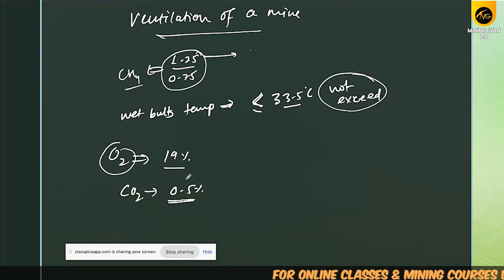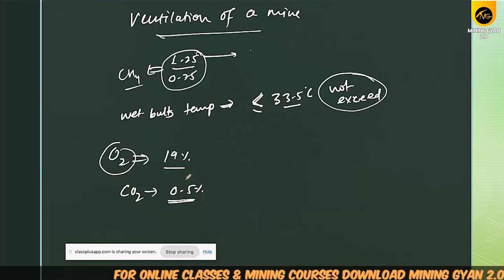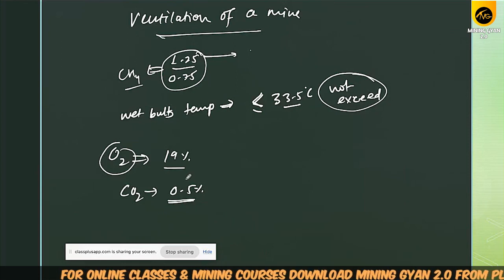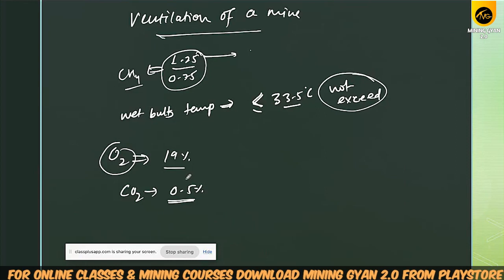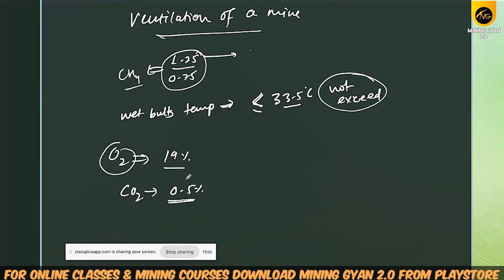I told you about ventilation of the mines: CH4 in the return airway 1.25, in any part 0.75. Wet bulb temperature should be less than 33.5 degrees Celsius. And O2 percentage should not be less than 19%.